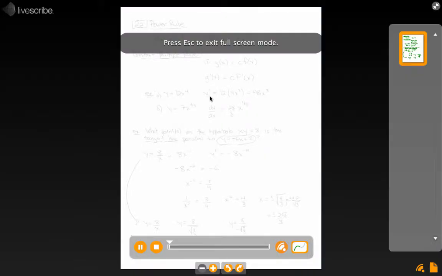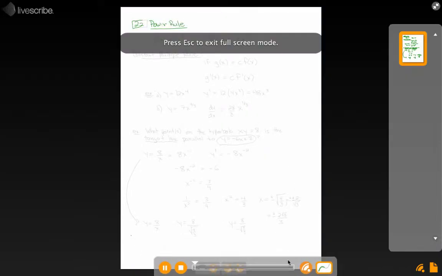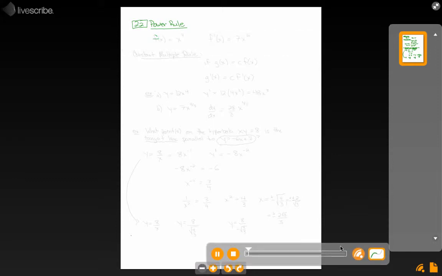This example comes out of section 2.2, the power rule. We've already seen that if we have a function like x to the 7, if we want the derivative of that, all we do is bring the 7 out front and reduce the exponent by 1. It turns out that there's another rule called the constant multiple rule.